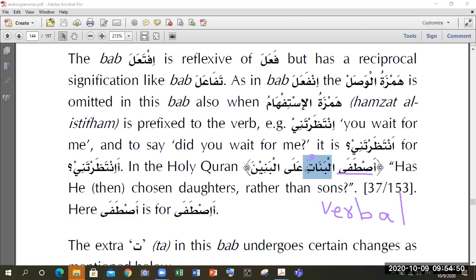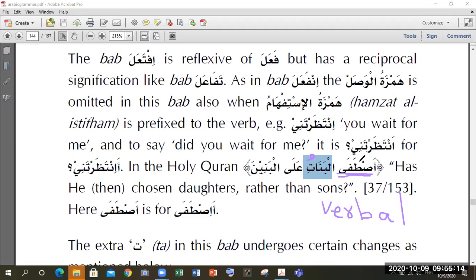No tanween. The dhamma or tanween is not there. Dhamma is one of the ways to identify halat rafa for singulars. There is no such noun, so where is the subject then? It means the subject is hidden here. Whatever the zamir is here, just use that. So astafa is the fa'ala pattern, right?